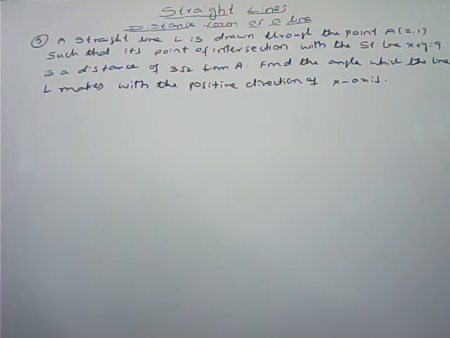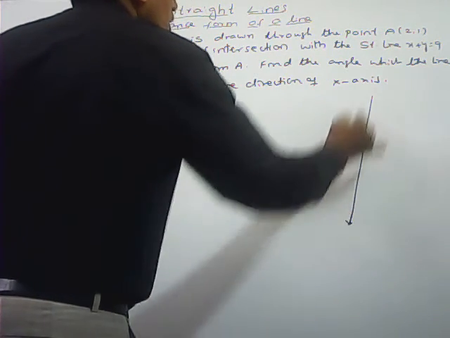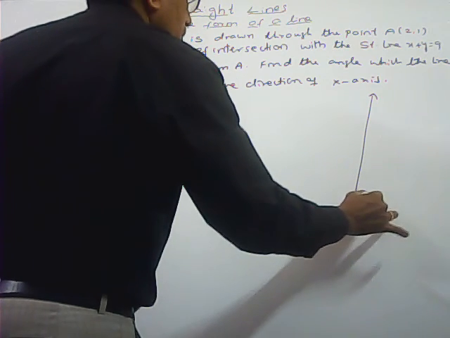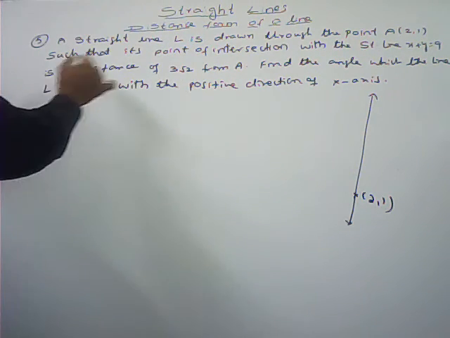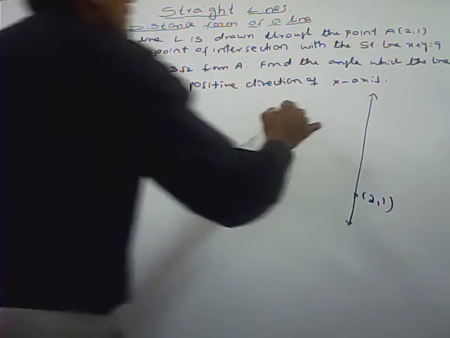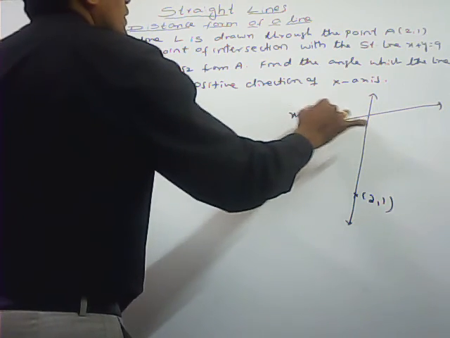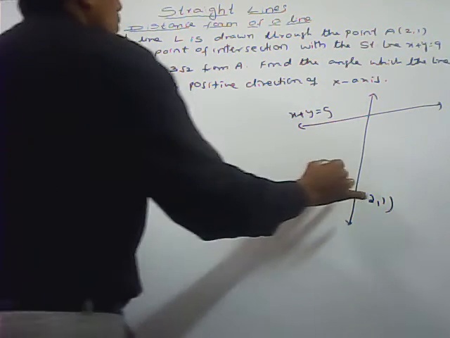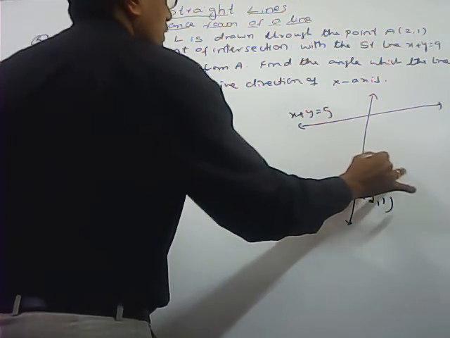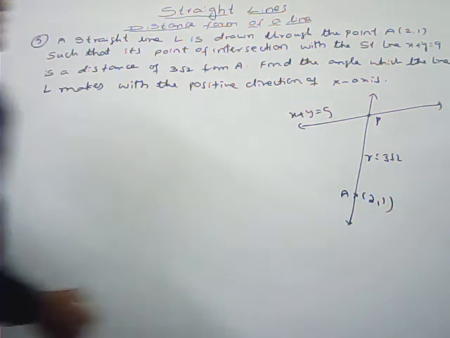Next one, a straight line L is drawn through the point A(2, 1) such that its point of intersection with the straight line, one more straight line is there, cuts this line at a distance of 3 root 2 from A. Here r is equal to 3 root 2 is given. If I take A, this is the P1. AP is given 3 root 2.